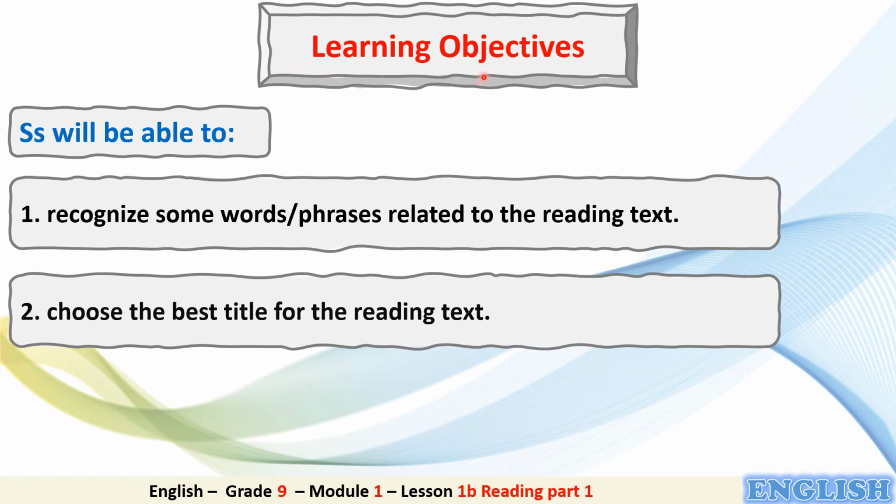Let's start with the learning objectives. Students will be able to: Number 1. Recognize some words or phrases related to the reading text. Number 2. Choose the best title for the reading text.